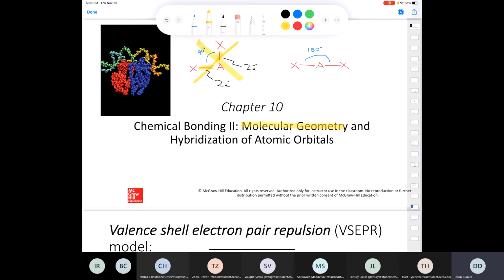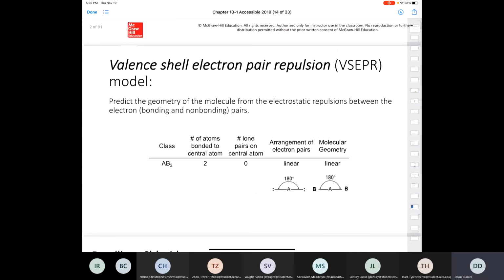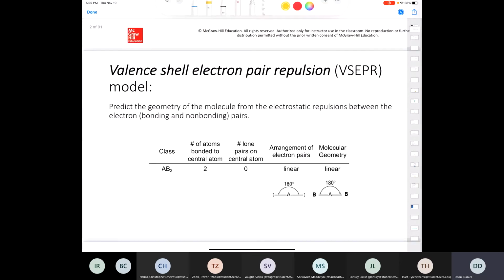Okay, because again, the two electrons in here and the two electrons in here are going to repel each other as much as possible. And we call that valence shell electron pair repulsion, or VSEPR for short. So VSEPR theory says we predict the geometry of the molecule from the electrostatic repulsions between the electrons, whether they're bonding or non-bonding pairs.